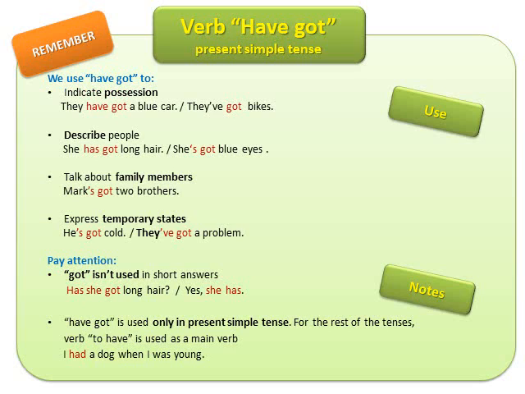As we said, we use have got to describe people. As we say, she's got long hair, she's got blue eyes. We can also use have got to talk about people who have a relation of some kind to a certain person, like family members, friends, colleagues, and so on. Here are examples: Mark's got two brothers, I have got three cousins, the cat has got a white tail, and so on. We may also use have got to talk about possession or ownership. We say they have got a blue car, they've got bikes, I've got a black bag, and so on.